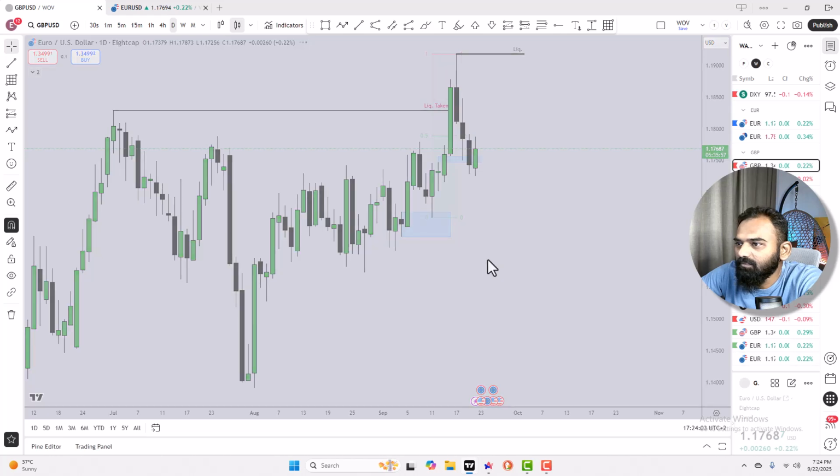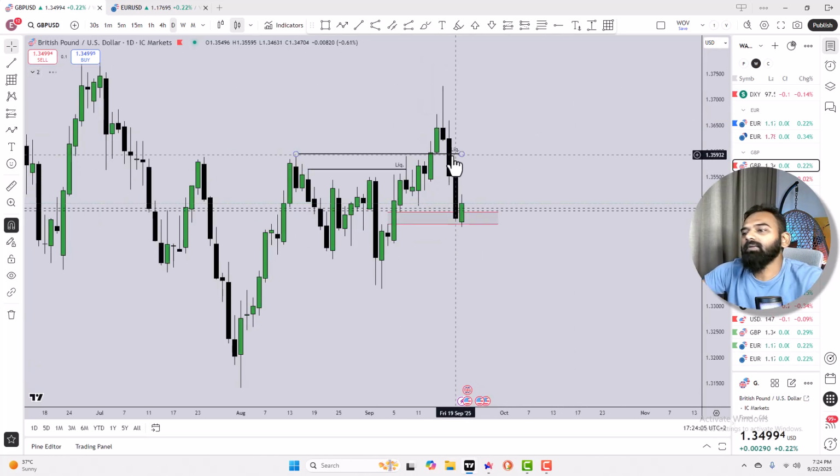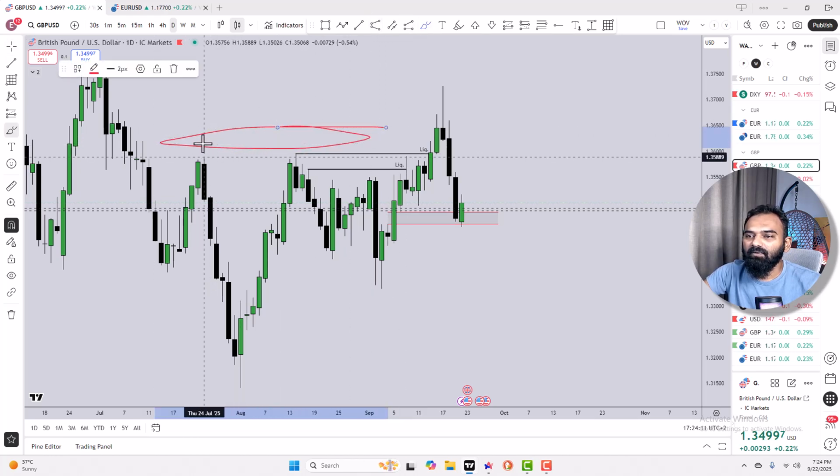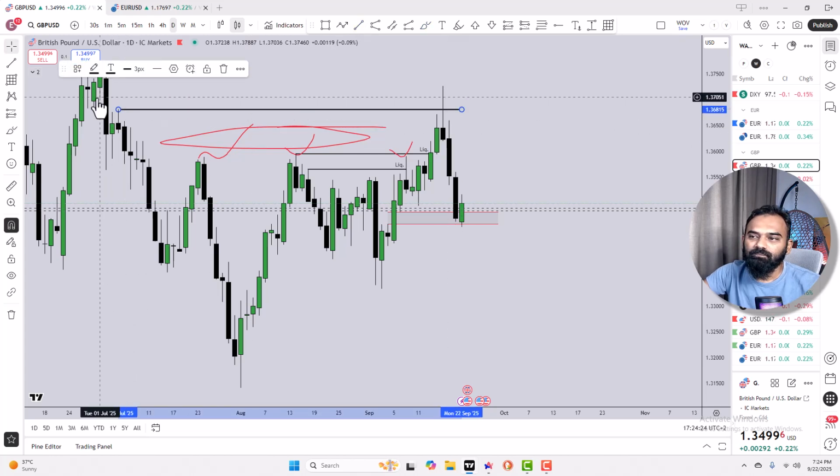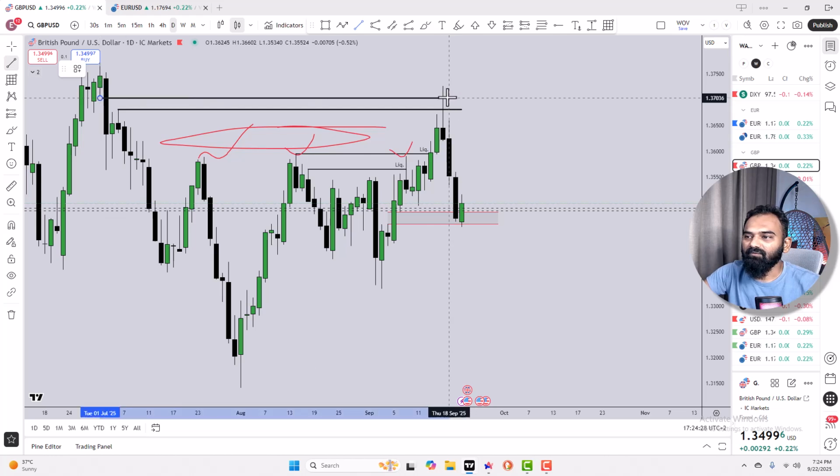Then we have GBPUSD. Almost same scenario with the GBP also. GBP has taken a lot of liquidity here available. This is equal high, equal high, equal high. So all relative equal highs have been taken out along with this particular high, along with this particular high, and it has taken mitigation from this level.